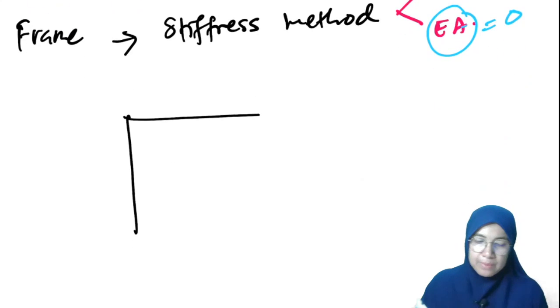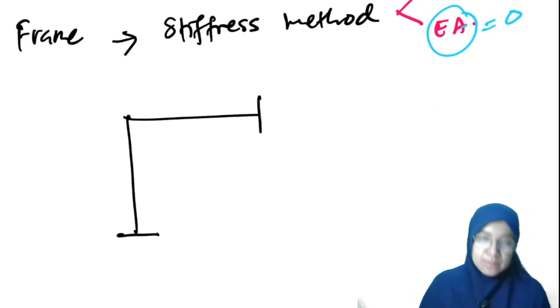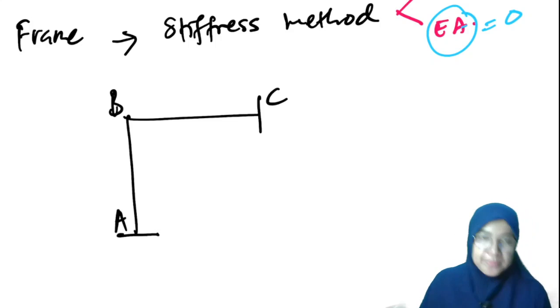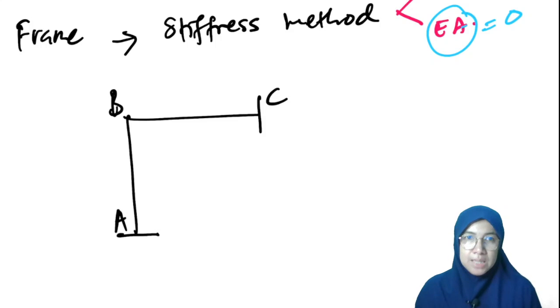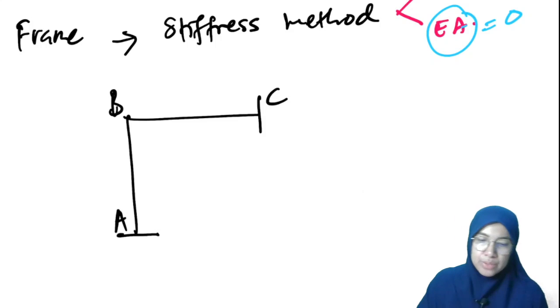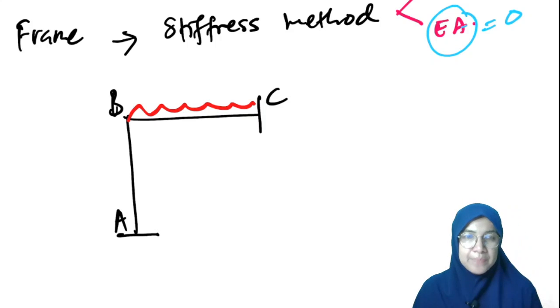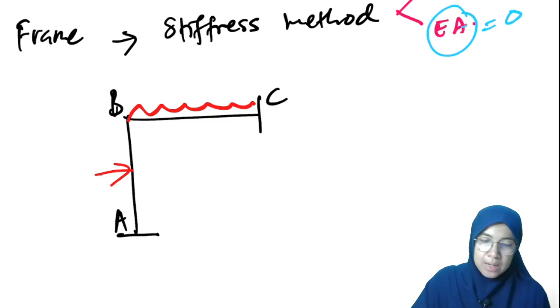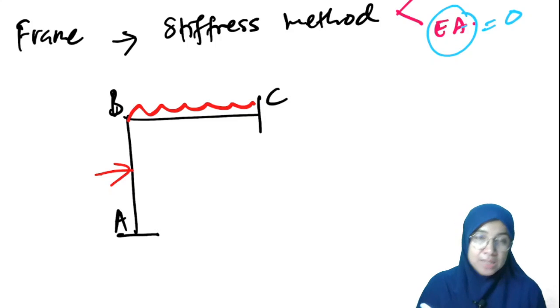The simple frame like this, fixed like this. So A, B, and C. It has a UDL like this, and a point load, a horizontal load, subjected at the center of member AB.